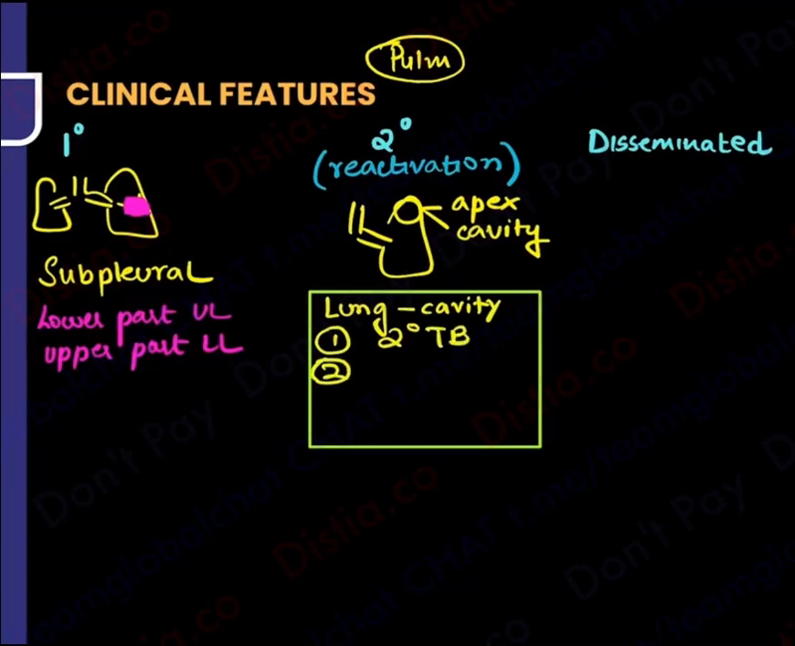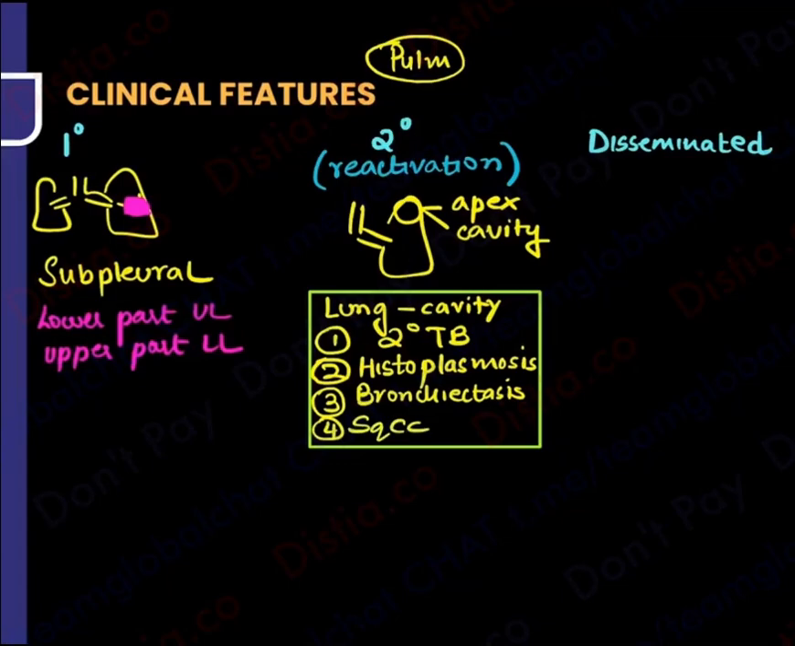And TB has a very famous fungal infection which resembles TB. Which fungal infection resembles TB? Histoplasmosis. Histoplasma also resembles TB very closely clinically. Apart from that, there is one disease called bronchiectasis that also has cavitatory lesions, and which is the cancer that can come to us as cavitatory lesions? Squamous cell cancer. I'm not saying these are the only cavitatory lesions, but 99% you're going to get a question on this. Secondary TB, histoplasma, bronchiectasis, as well as squamous cell carcinoma.